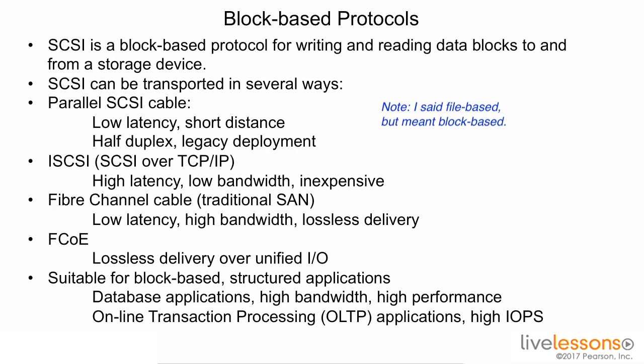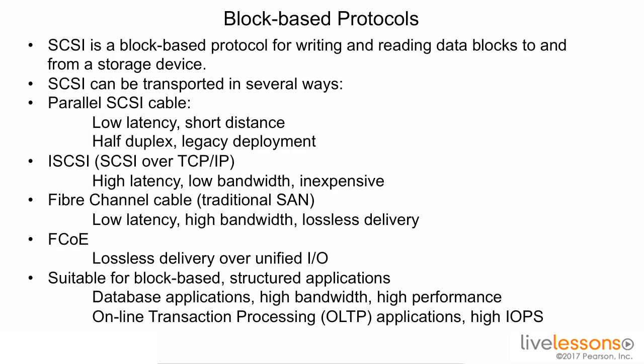Now, there are several different mediums in which we can use block-based protocols. One would be a parallel SCSI cable, and this is what you have inside of your server or your desktop computer that allows you to talk to the hard drive. It's very low latency, and it's only good for short distances. We also have the ability to do iSCSI, or SCSI over TCP/IP. This is actually very high latency and good for low bandwidth applications, but it's also very inexpensive.